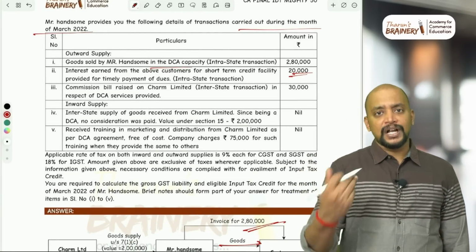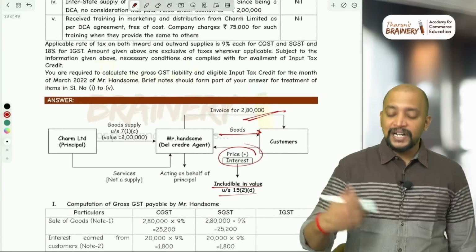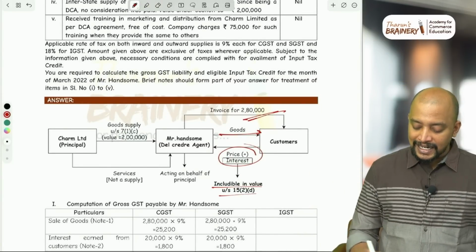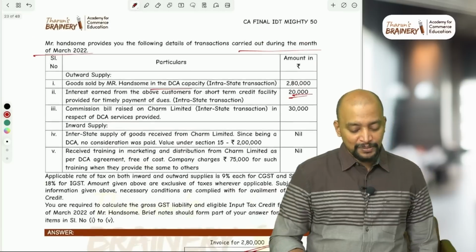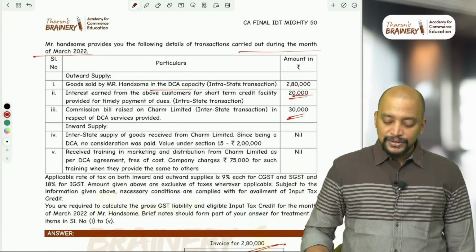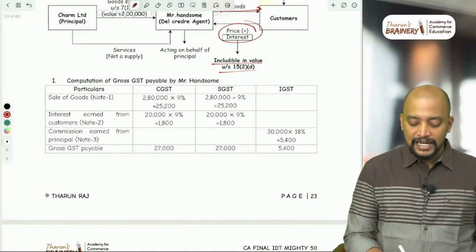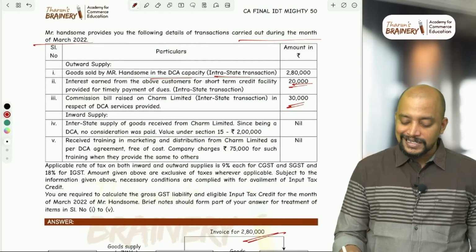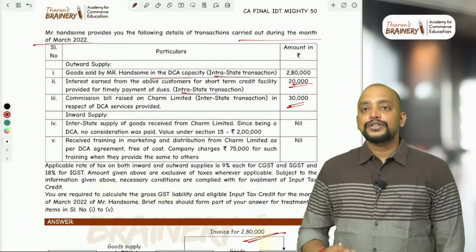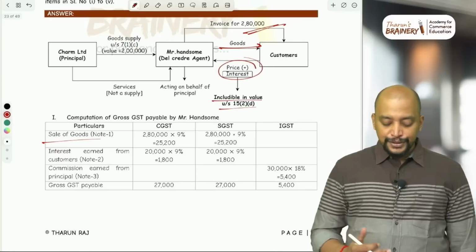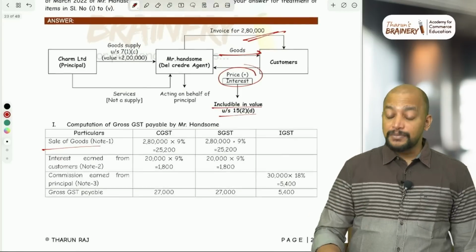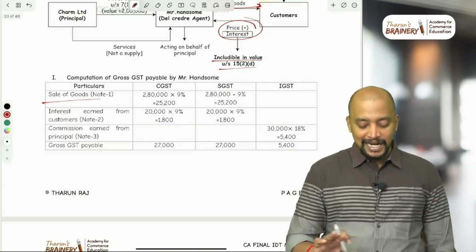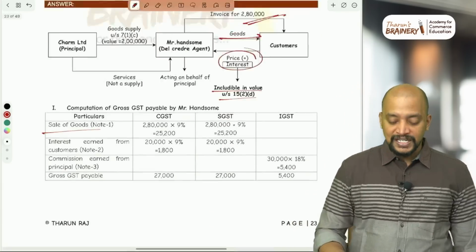What about the commission? Commission, so this is a service provided by del credere agent to Charm Limited. So they are collecting the commission. So that commission also will be taxable in their hands. So these three are outward supplies. So first, sale of goods. Sale of goods, if you see, so they are making sale of goods intrastate transaction. Both are intrastate. So 2,80,000 and 20,000. So intrastate 9%, 9%, whereas commission clearly given as interstate transaction. So therefore it will be coming under IGST. This is their gross GST payable.